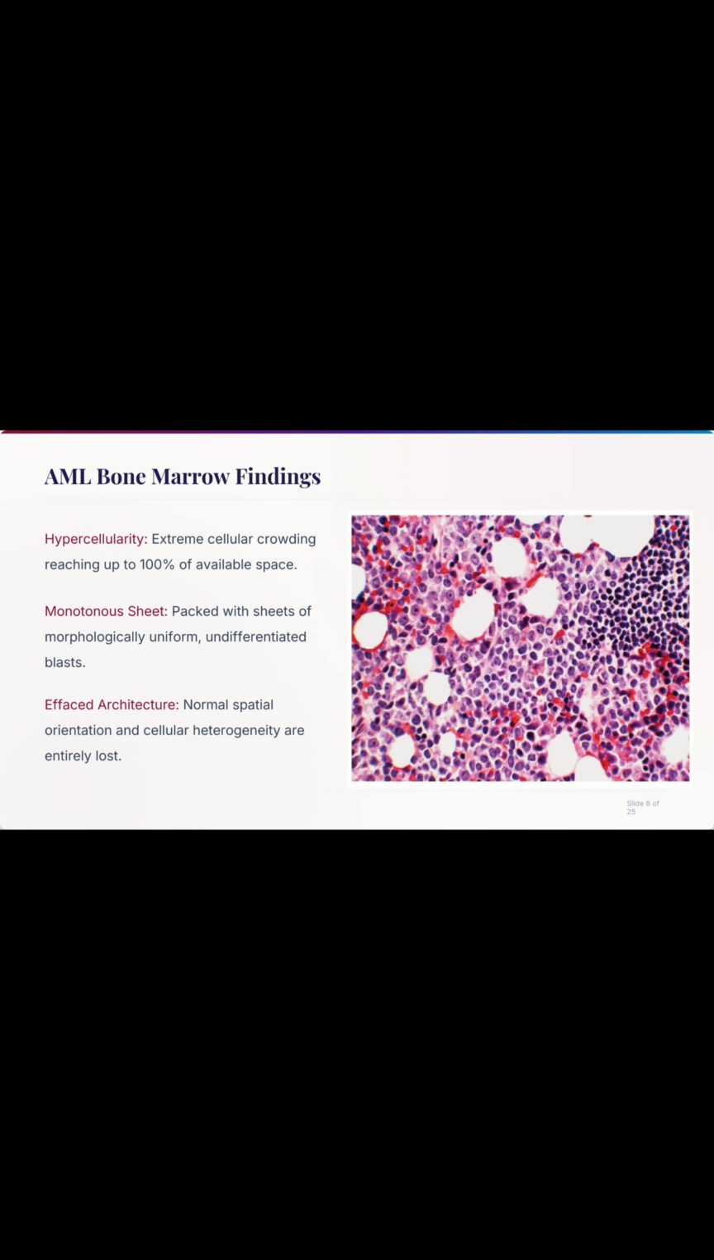AML bone marrow findings. Hypercellularity: there is extreme cellular crowding reaching up to 100% of the available spaces. Monotonous sheets: the marrow is packed with sheets of morphologically uniform undifferentiated blasts. Effaced architecture: the normal spatial orientation and cellular heterogeneity are lost.